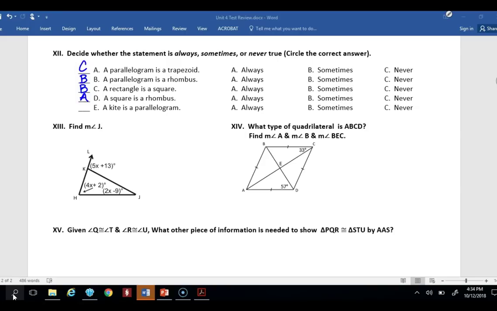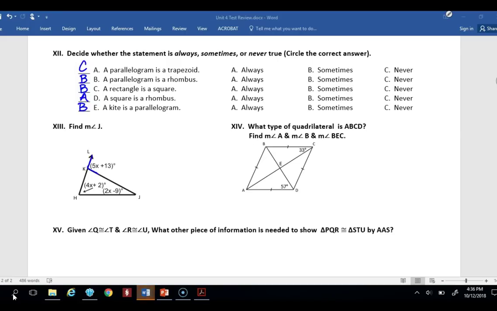The last one is a kite is a parallelogram. Now, this one is sometimes true because a kite has 2 pairs of consecutive sides that are congruent, and that's true of a rhombus. And a rhombus is a parallelogram, so letter E could be sometimes. Okay, so now we're on number 13, and number 13 has to do with an exterior angle.